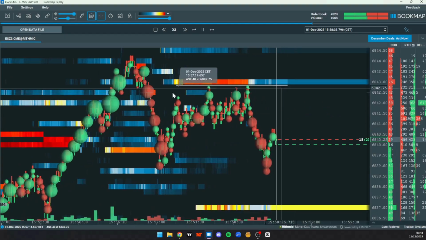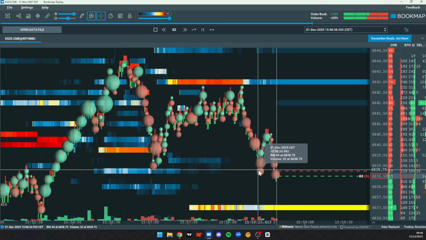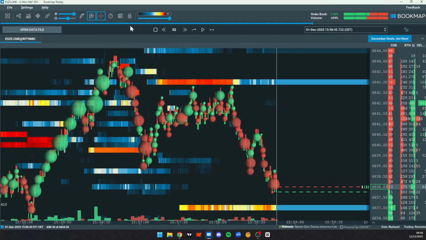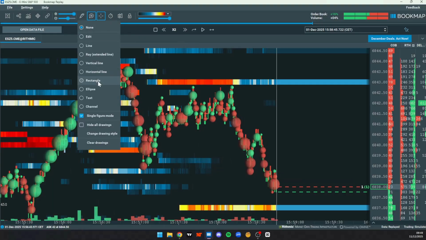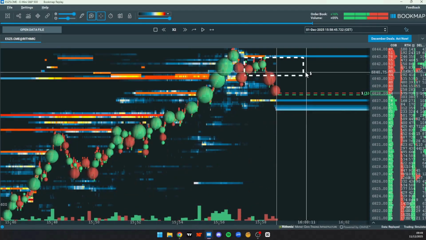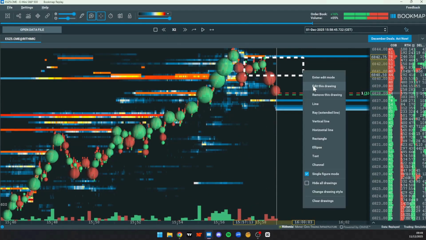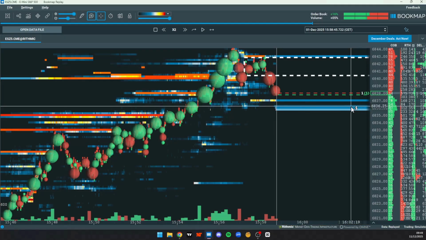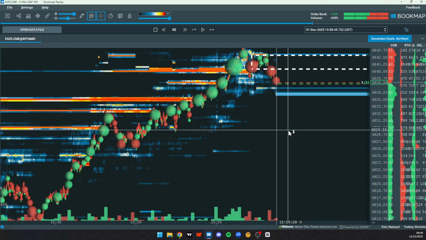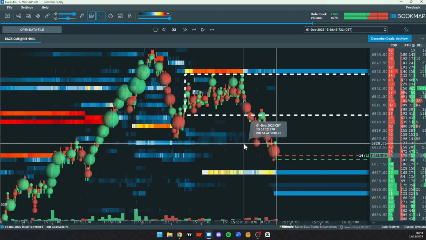You can see we have this area of consolidation with a move to the downside, a break of structure. So what I would do is mark out this area of consolidation, and then just wait for price to return to this area. Also, a good thing to do on the Bookmap is to zoom out sometimes. This goes really quick while you're trading.